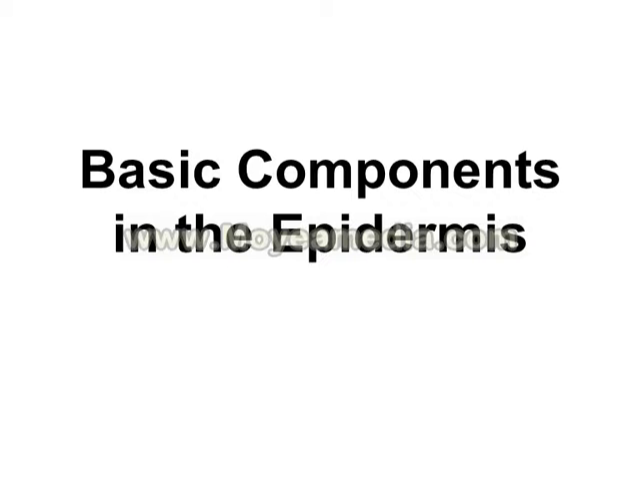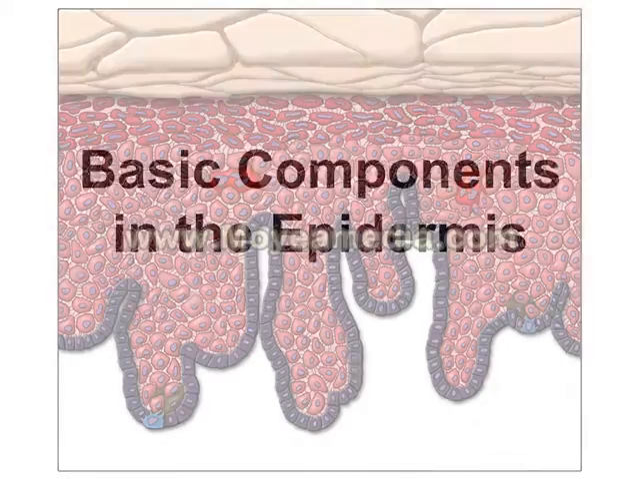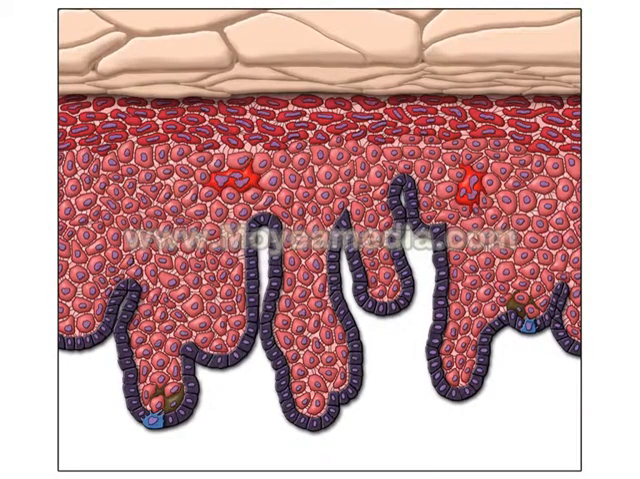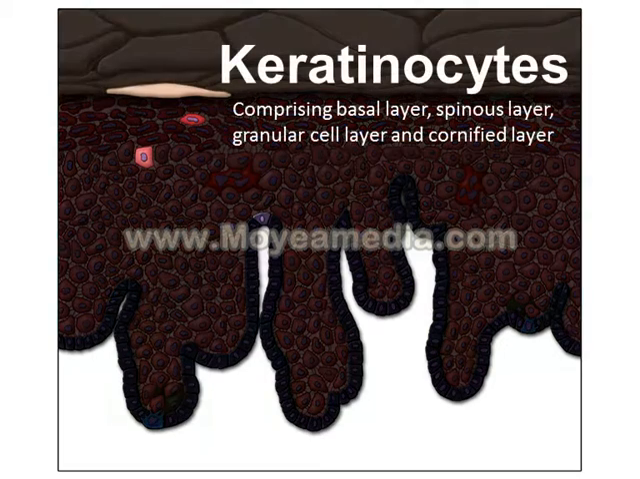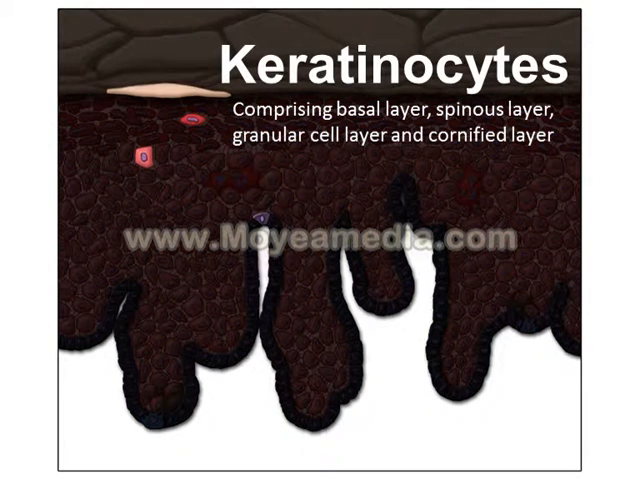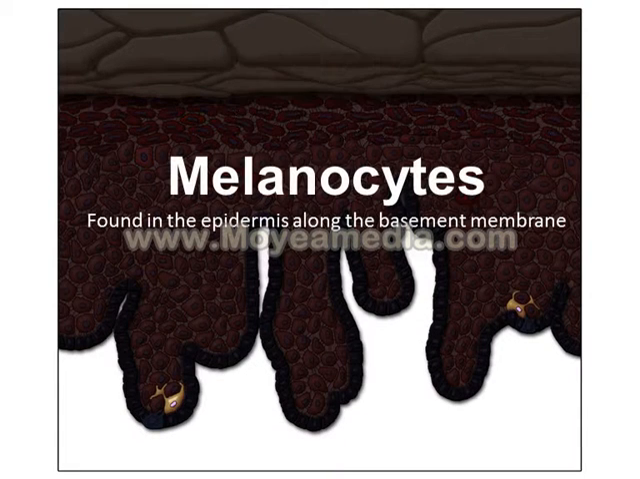The basic components of the epidermis will be discussed next. We have the overall schematic of the epidermis. The keratinocytes start as columnar basal cells which form a palisade at the bottom, the spinous layer, granular, and the keratinocyte.